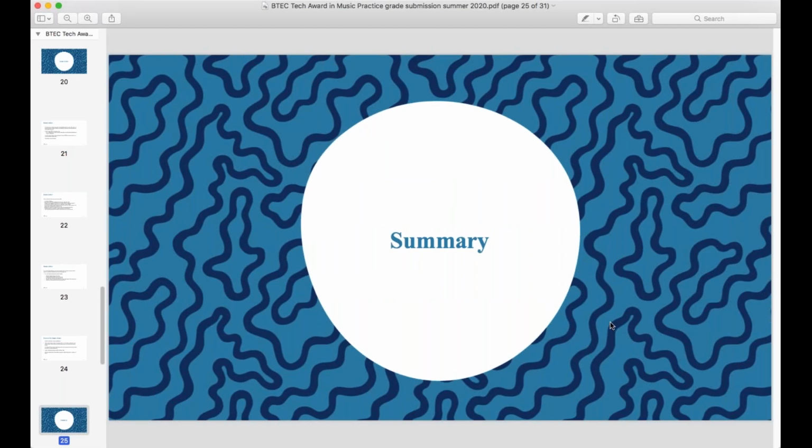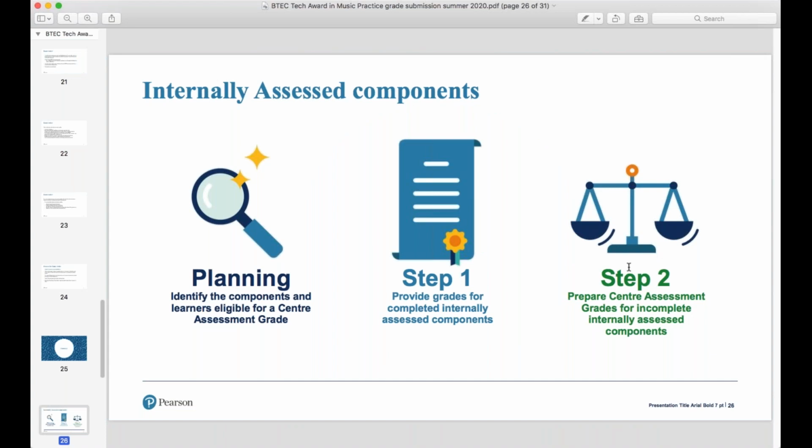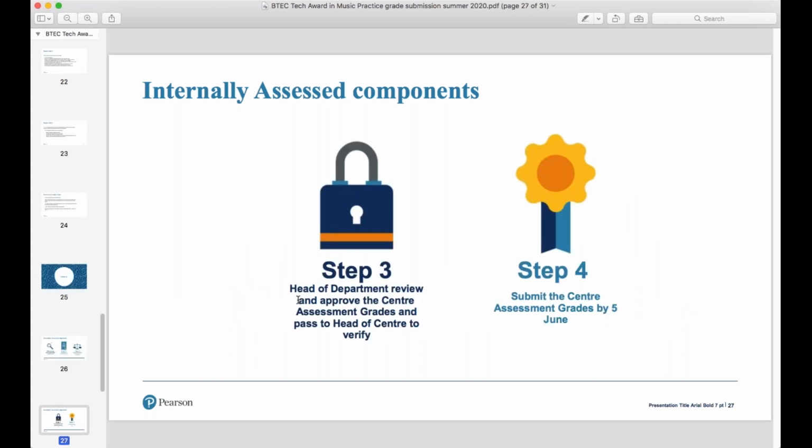So to summarise the processes and go through this again, for internally assessed components, you will identify the components and learners eligible for a centre assessment grade, provide grades to us via edX and online for completed internally assessed components, then prepare the centre assessment grades for the incomplete internally assessed components. Then the third step is for the head of department to review and approve the centre assessment grades and to pass this to the head of centre, who will verify this, and then to submit these by the 5th of June.